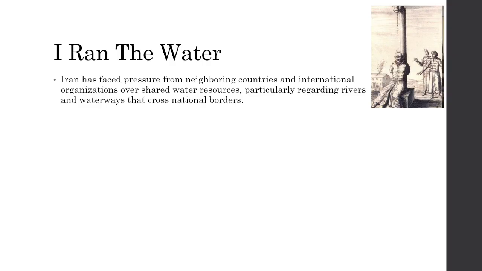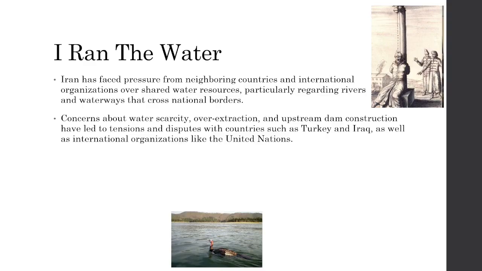So, Iran has faced pressure from neighboring countries and international organizations like the UN over their environmental sustainability, particularly shared water resources regarding rivers and waterways that cross national borders. Concerns about water scarcity, how much water they actually have, over extraction, and upstream dam construction have led to tensions and disputes with neighboring countries like Turkey and Iraq, who also have water sustainability issues that they're trying to address, or they have connections to these water bodies that Iran also has. It has also led to pressures from international organizations like the UN.